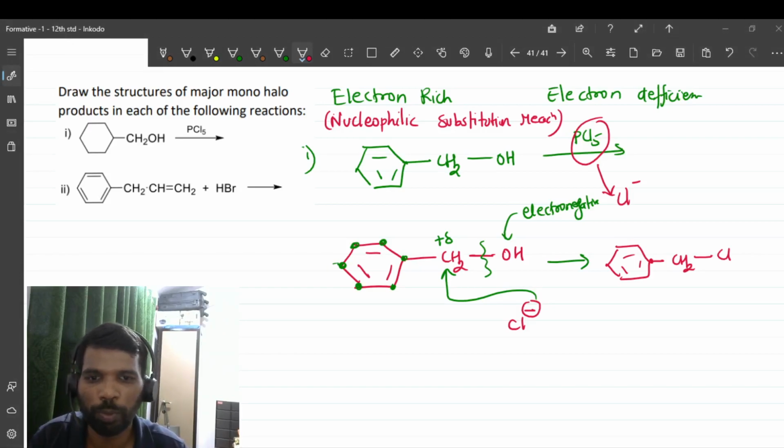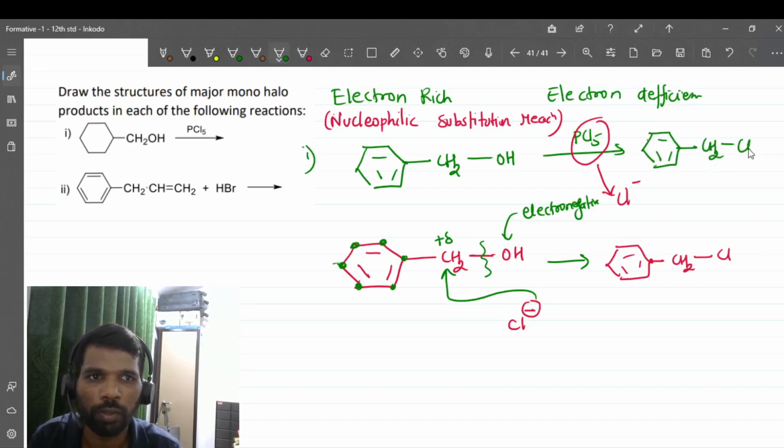So you should be writing this product here. It means that after the reaction with this, it is a nucleophilic substitution reaction, and the compound you are going to have is this, right?